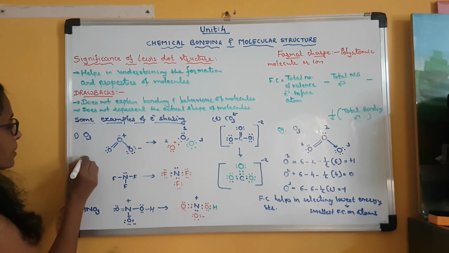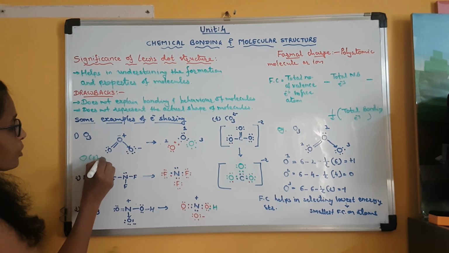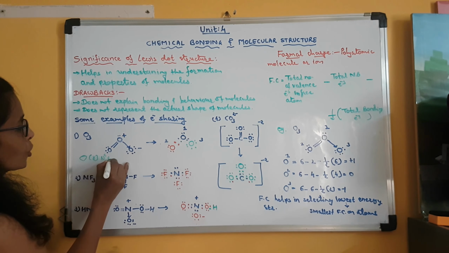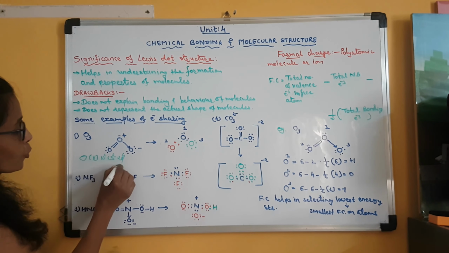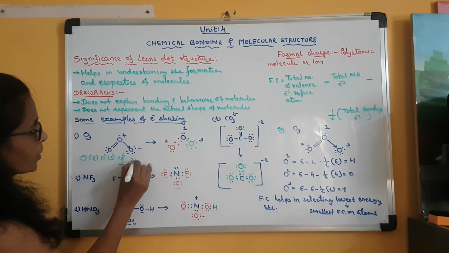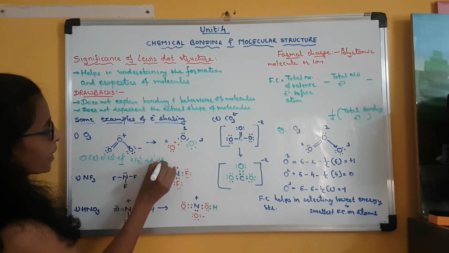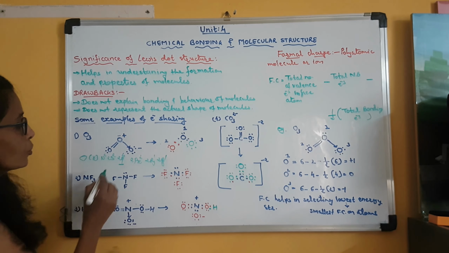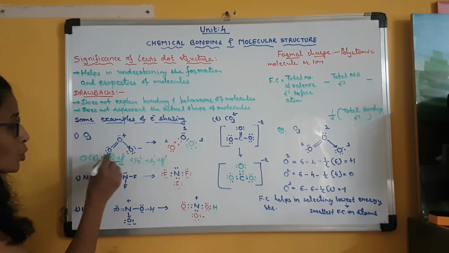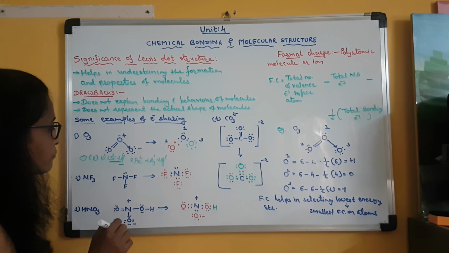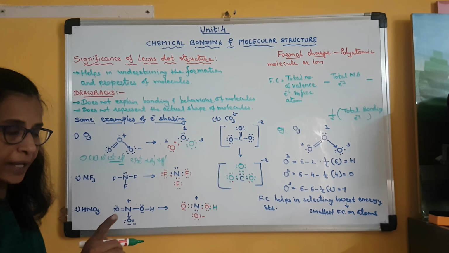Now in oxygen we know that its atomic number is 8 and the configuration is 1s2, 2s2, 2p4. This 2p4 means it is 2px2, 2py1 and 2pz1. Clear? So these are the valence electrons of each oxygen atom. There are a total of 6 valence electrons, out of which 2 are present in the 2s orbital as an electron pair.